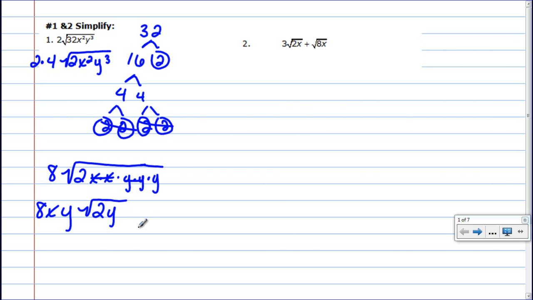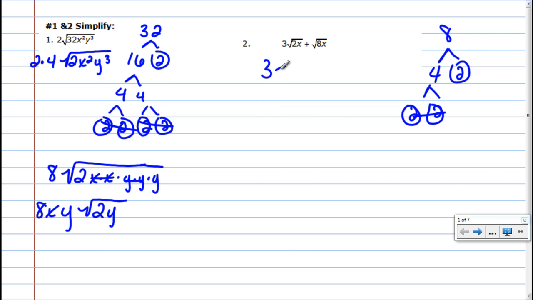Now number 2, you can't do anything with number 2 until the radicals look the same. I cannot add them as long as they're different. This 3 times the square root of 2x is simplified. I can't do anything else. But this square root of 8x, I can simplify. If I break down 8, it becomes 4 times 2, and there's your 2 times 2. So I have a pair of 2's, so I can take one of these out.